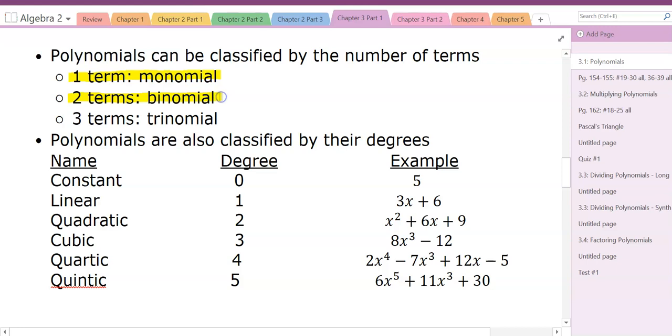2 terms would be a binomial. Okay, so that bi is talking about 2. Think about a bicycle. You have 2 wheels on a bicycle. So a binomial is going to have 2 terms to it. So it'd be like 2x plus 5y or something like that. And then 3 terms is a trinomial. Just like a tricycle would have 3 wheels, a trinomial is going to have 3 terms to it.